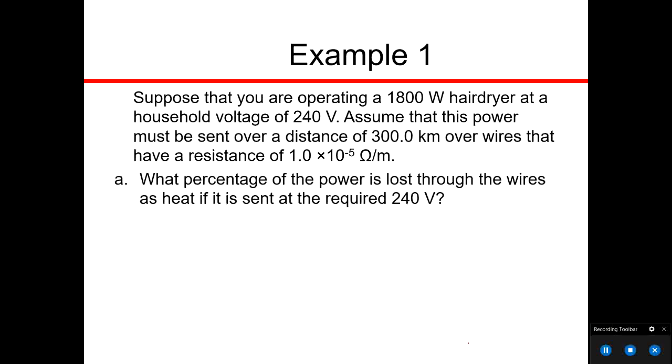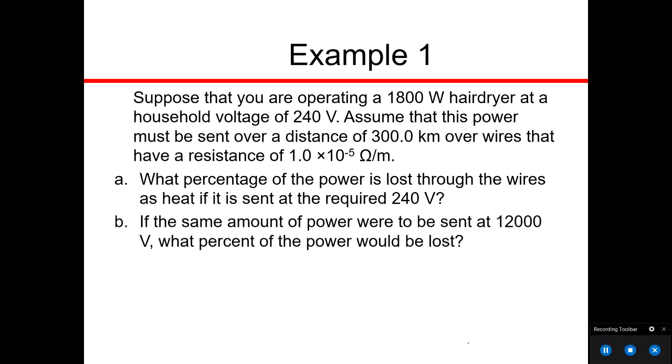So what we want to determine is what percentage of the power is lost transferring that energy from a power plant all the way to power the hair dryer in your house if the power is sent at 240 volts. So if at the power plant it's 240 volts leaving there, what is it when it gets to our house? And then we're going to look at how much power is lost if it's sent at 12,000 volts.